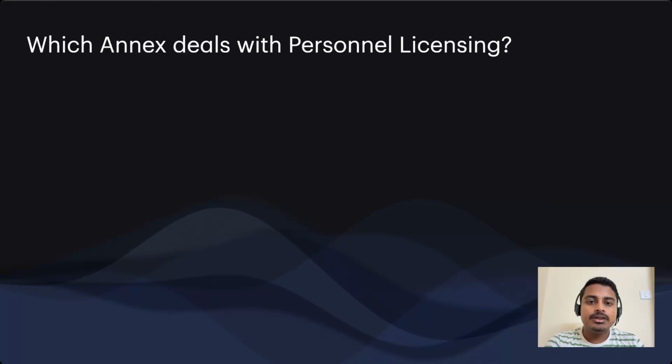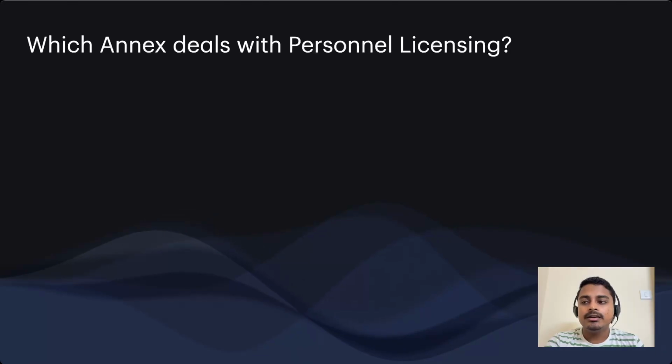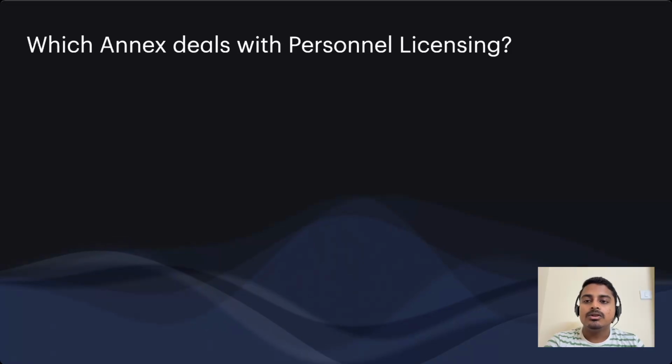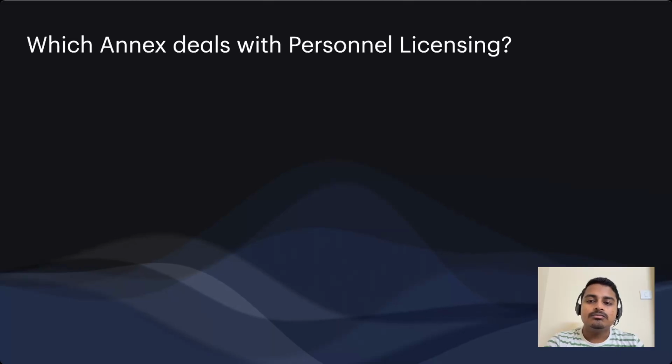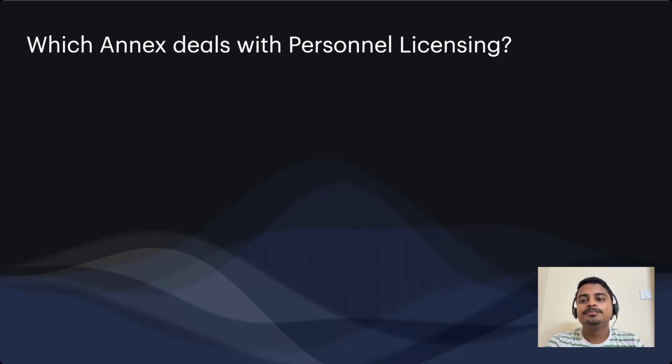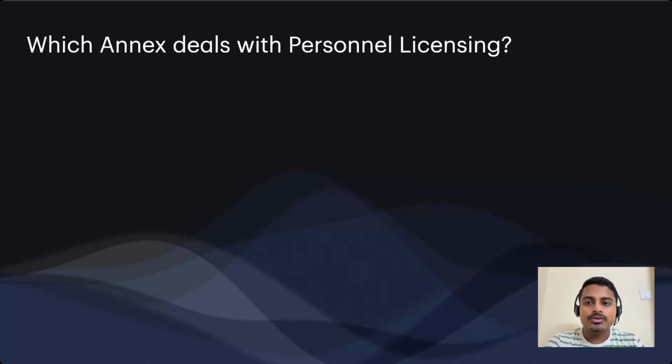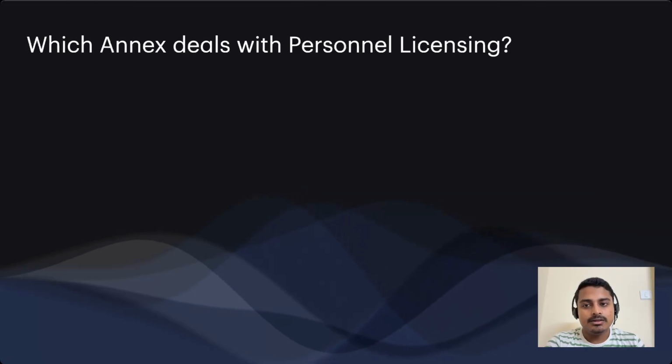Which annex deals with personnel licensing? In the previous video, I had given a link to another video from a different YouTube channel. I happened to come across that video, which helps us remember all the 19 ICAO annexes. That video gives an easy way to remember all these annexes, right? So you can follow that, or you can also follow your own mnemonics to remember all these things. If you remember those things, you can answer this.